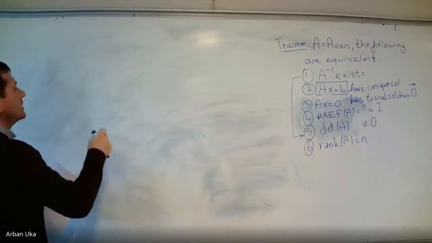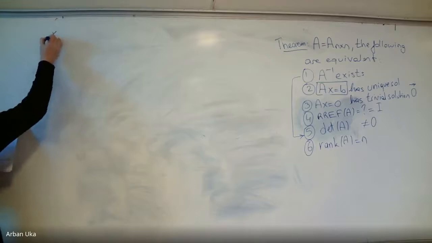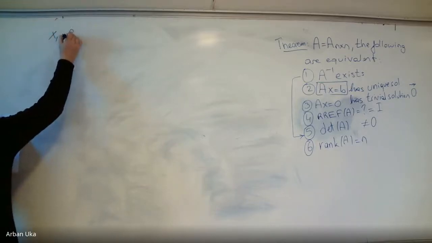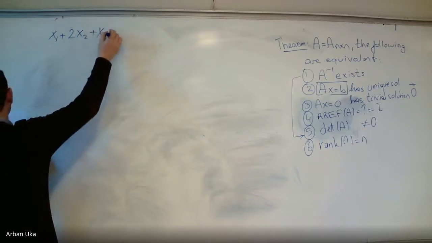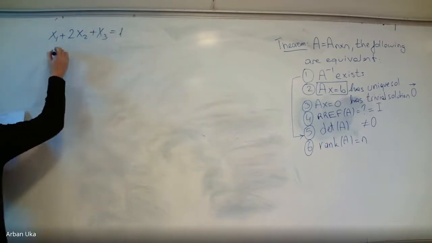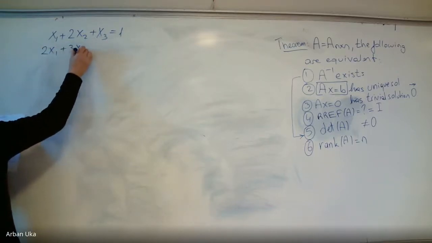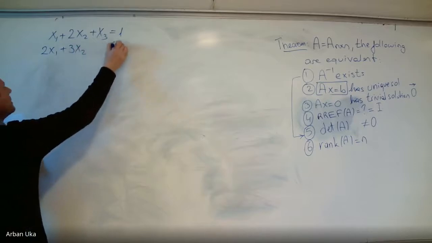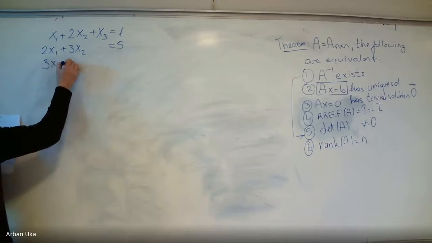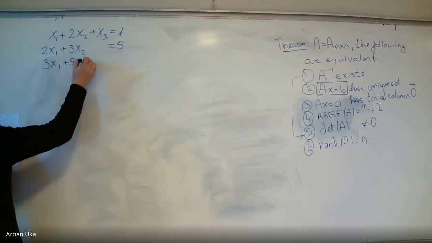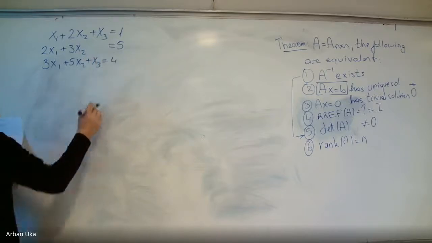Let's see an example here. Let's assume we have x1 plus 2x2 plus x3 equal to 1; 2x1 plus 3x2 equal to 5; and 3x1 plus 5x2 plus x3 equal to 4.